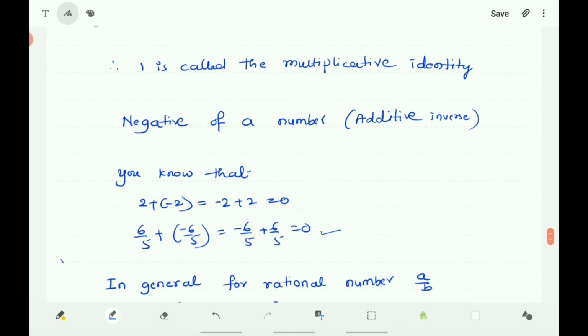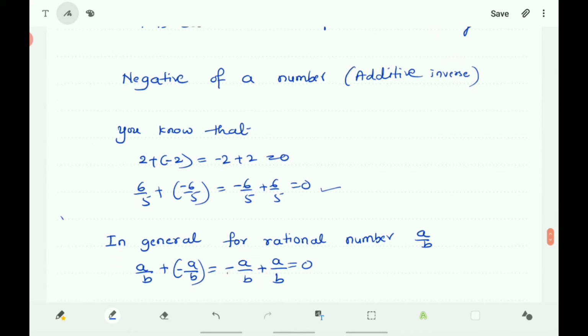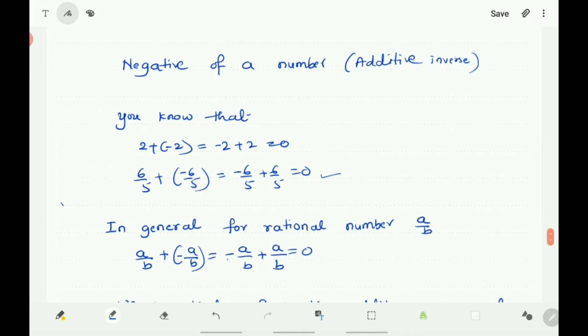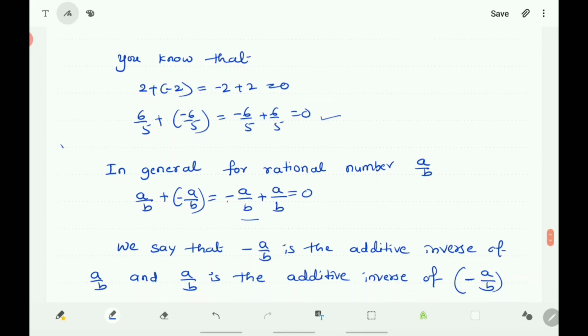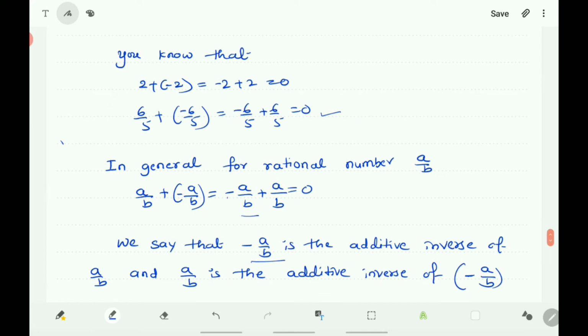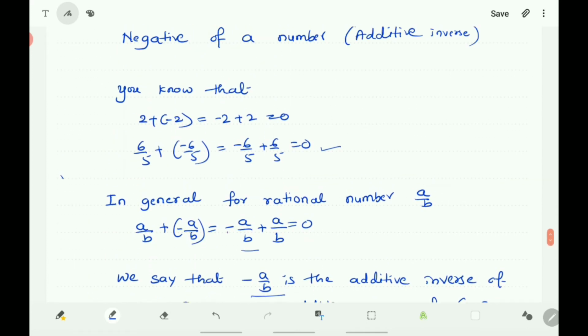So, in general, for a rational number a by b, there is a number minus a by b such that a by b plus minus a by b is equal to 0, or minus a by b plus a by b is equal to 0. Therefore, you can say that minus a by b is the additive inverse of a by b, and a by b is the additive inverse of minus a by b. So, a rational number has an additive inverse. That is, for every rational number, there is an additive inverse.